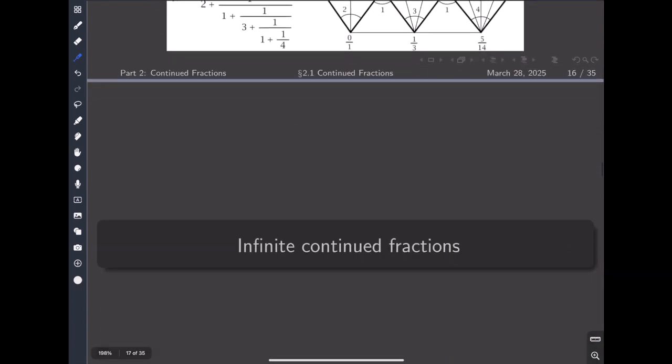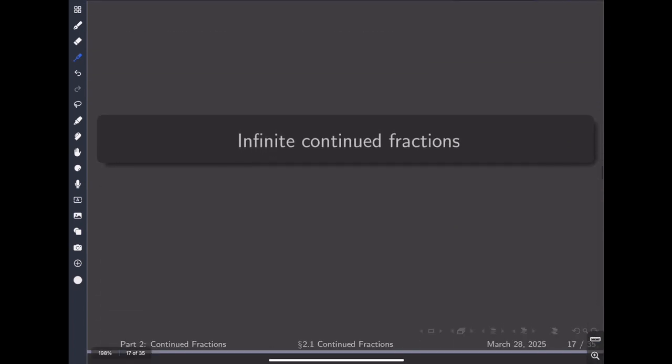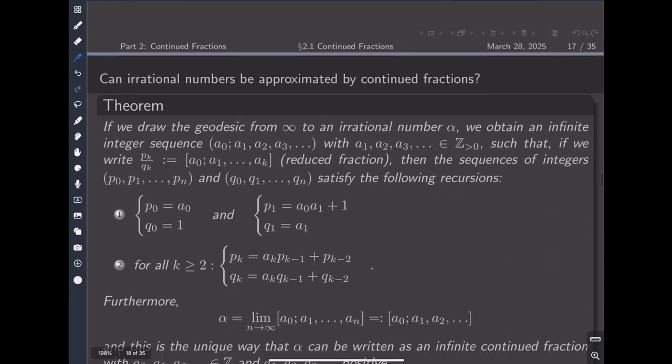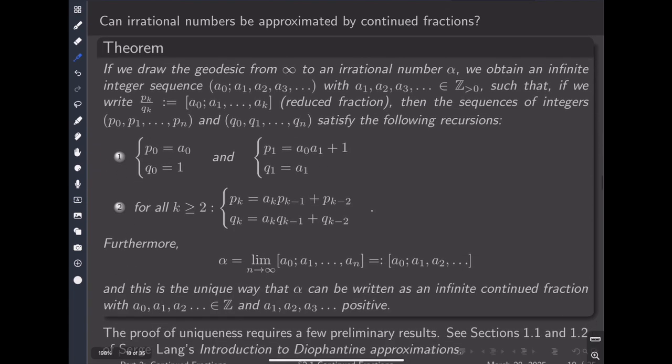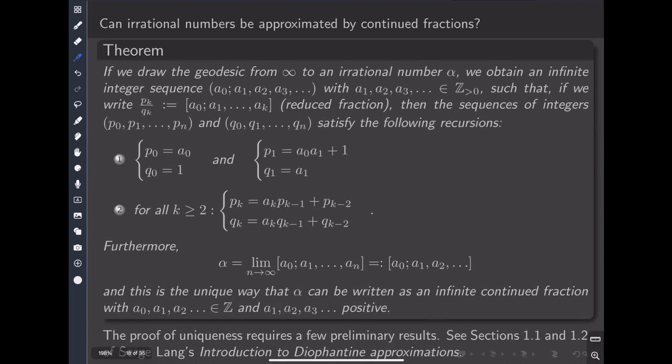So, infinite continued fractions in 9 minutes. Okay, so can irrational numbers be approximated? The answer is yes. And actually, for irrationals, the expression is unique. So rationals are kind of weird, but irrationals are nice. Okay, relatively, no?